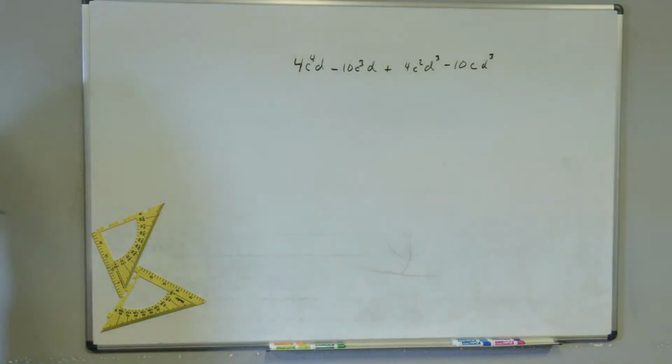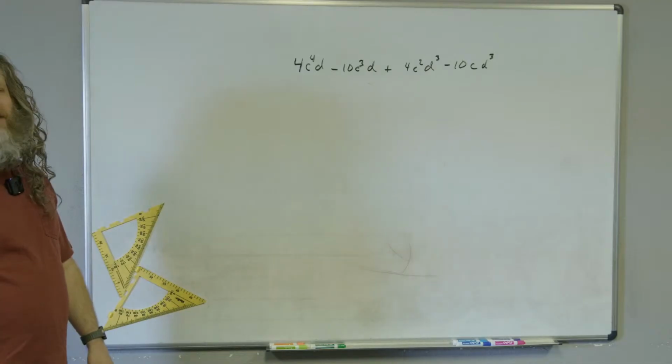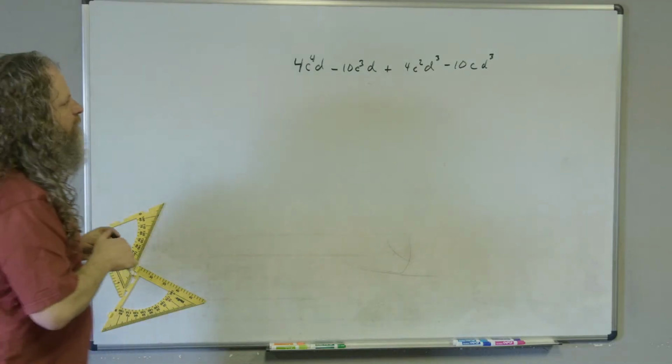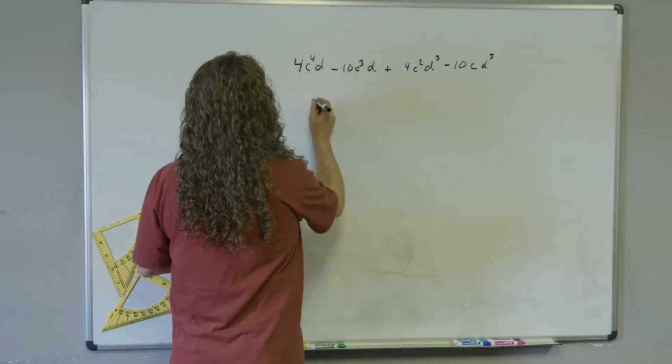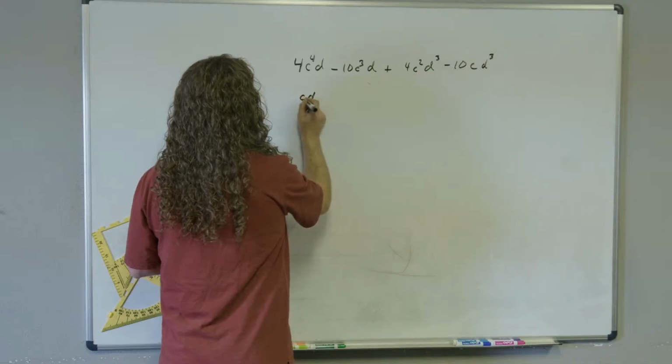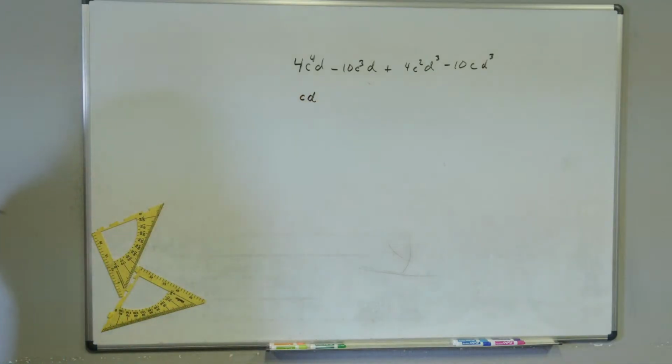Just kidding. It's not dangerous at all. You looked at it and you said, all 4 of them have something in common. Way to go. Virtual high fives all around. So factor something out of all the things. What do they all have? They all have at least one D. They all have at least one C. What else? I wrote that.